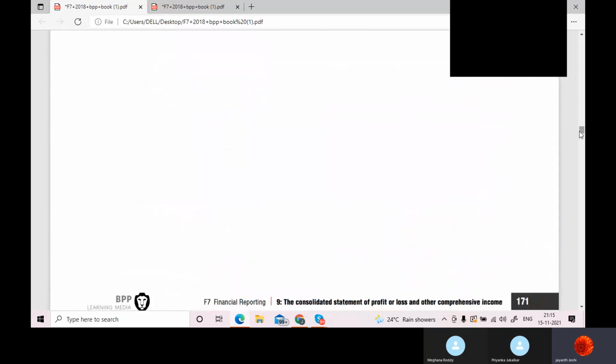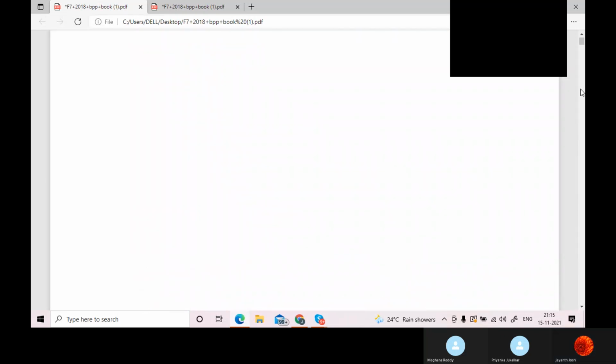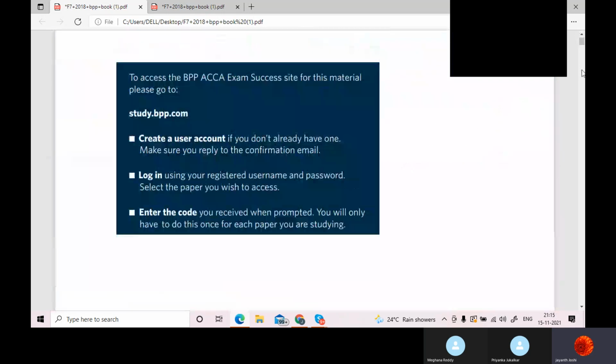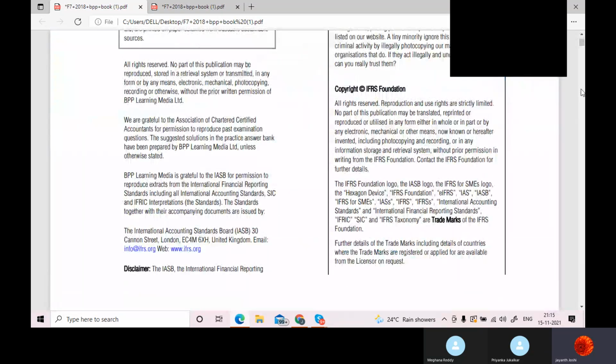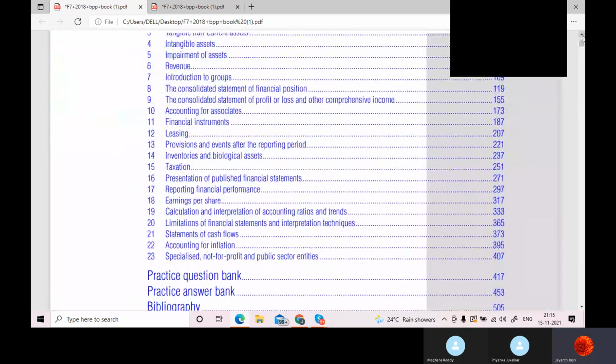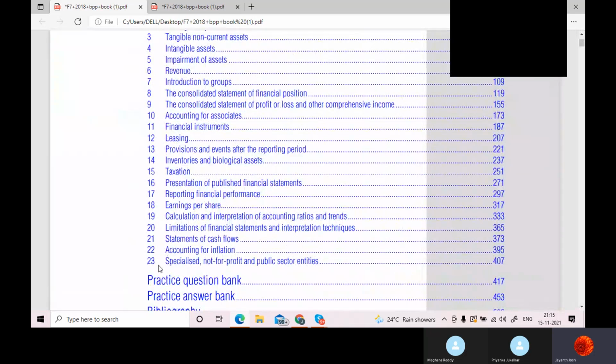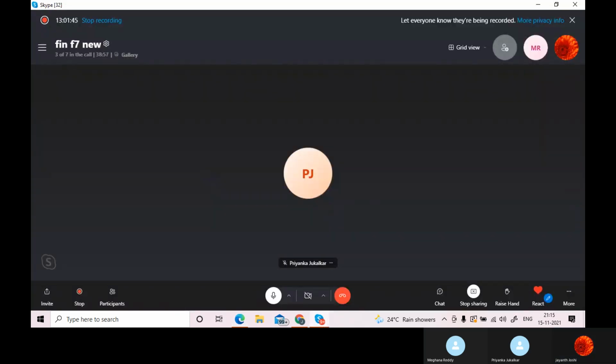If not getting, I will explain this full problem afresh tomorrow. Since I am going to explain this and some part is left over in the statement of financial positions on 3 pages, I will wind up that also, okay? And if time permits, I will try to take one chapter of specialized non-for-profit and public sector entities. That I will take and wind up tomorrow. Okay? Sure. Thank you. Yes, sir.